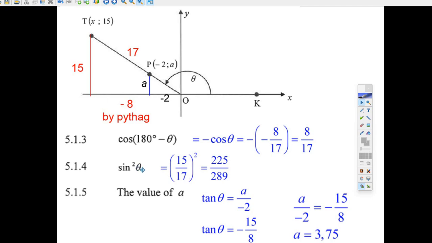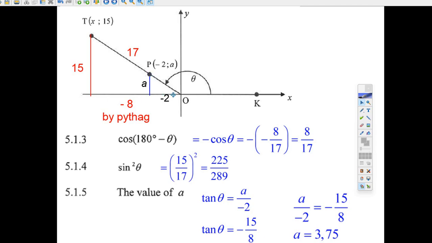Now sine squared theta, it's pretty easy. Just work out what's the sine. Well, go here to the angle. Opposite over hypotenuse, 15 over 17. And you square it in your calculator, you get 225 over 289.